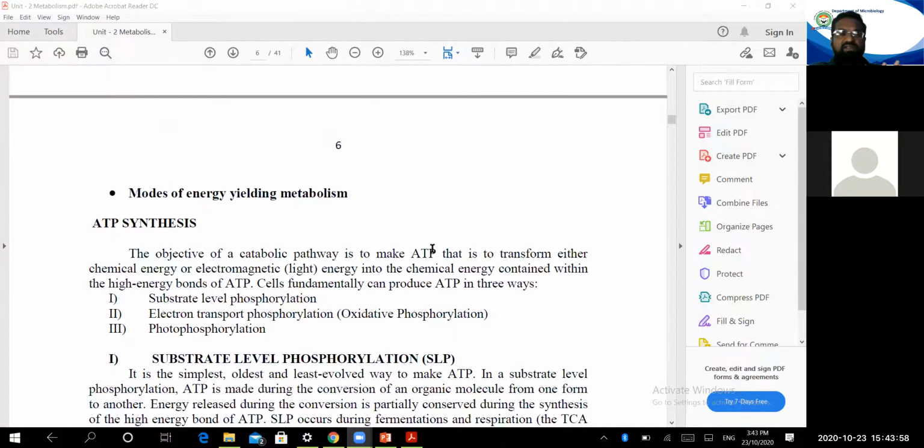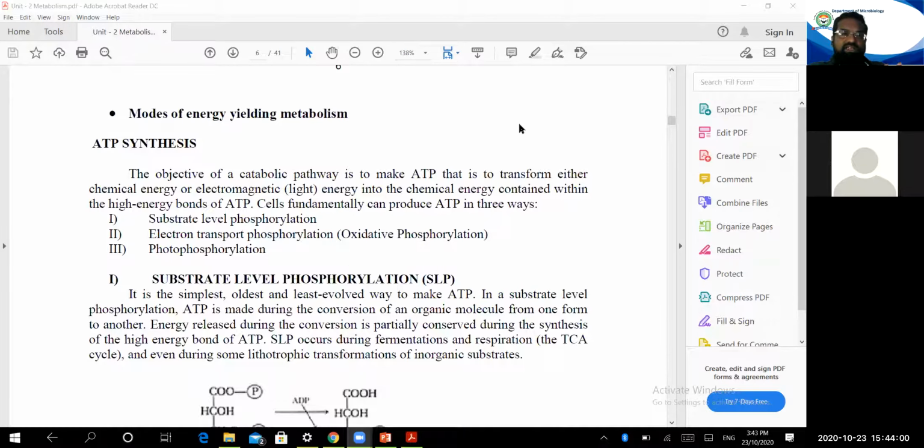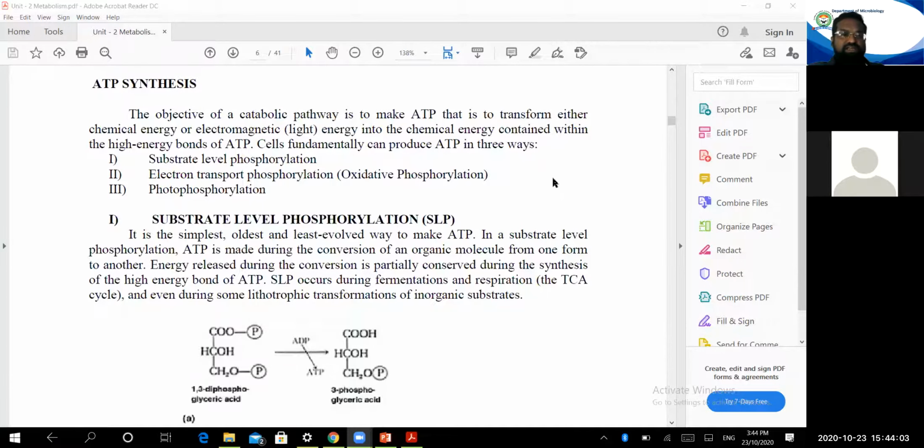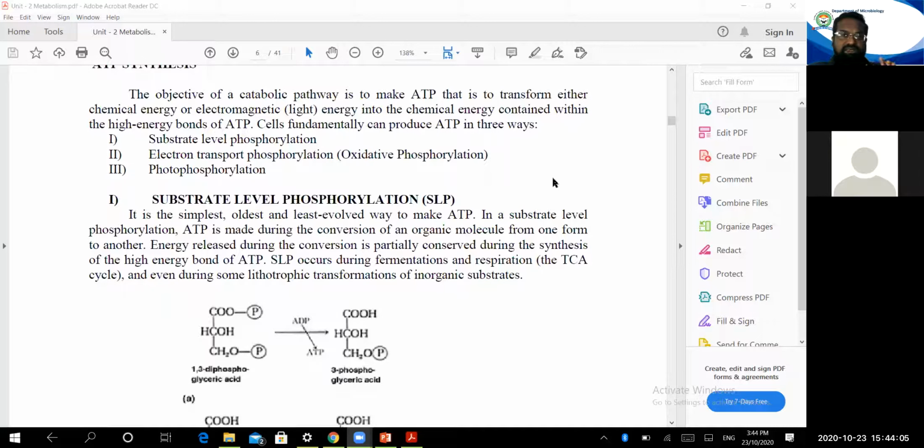Now the next most important thing, the synthesis of ATP. Basically there are three ways of synthesizing ATPs. One is substrate level phosphorylation. Second is electron transport phosphorylation. And third is photophosphorylation. As far as photophosphorylation is concerned, this is a process solely restricted to photosynthetic organisms only, as the name suggests, photophosphorylation.